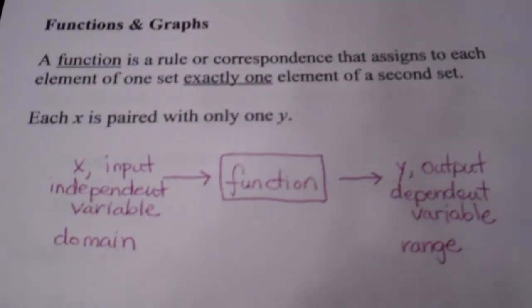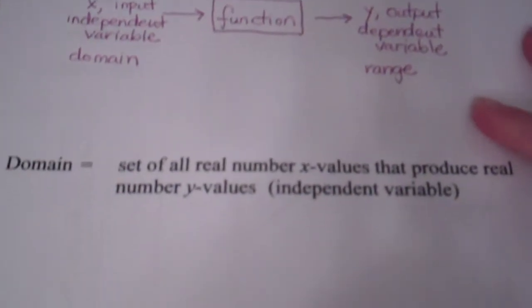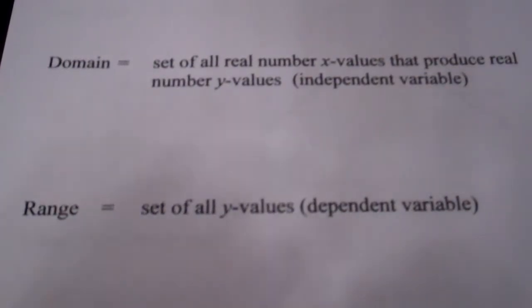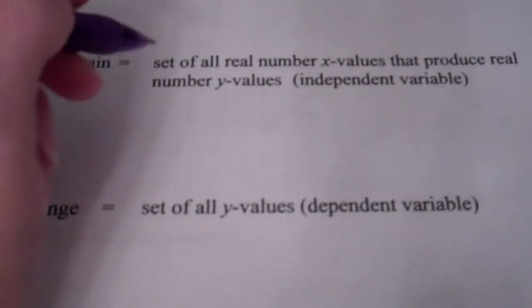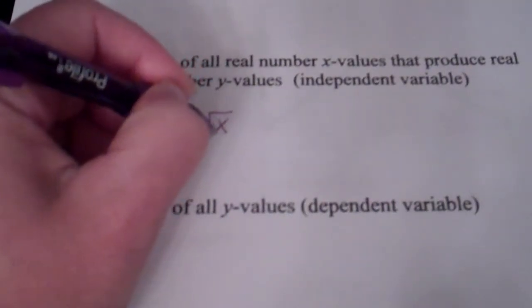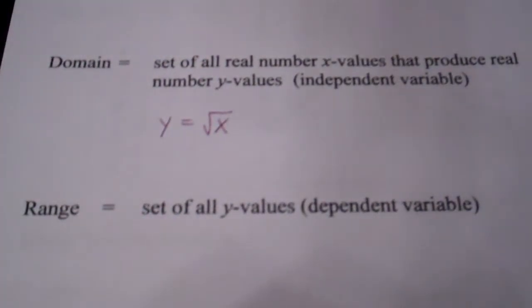Then we spend a lot of time in college algebra talking about domain and range, so I want to give you a little bit more specific definition for those two. And here they are. The domain is the set of all real number x values that produce real number y values. A good example to give you an idea of what this is talking about is the square root of x function. It's a function. For each x I put into the square root, I take the square root of that number and I get one number out. So it is a function.